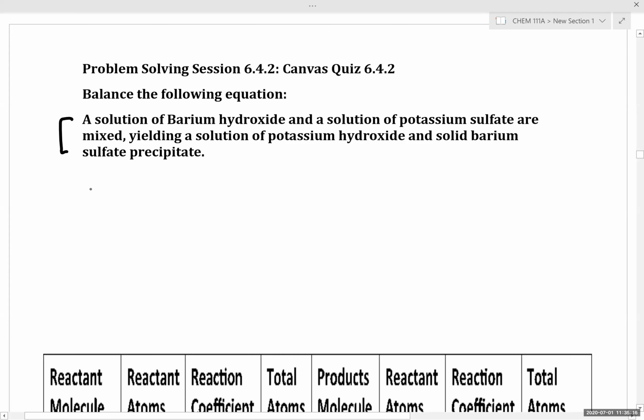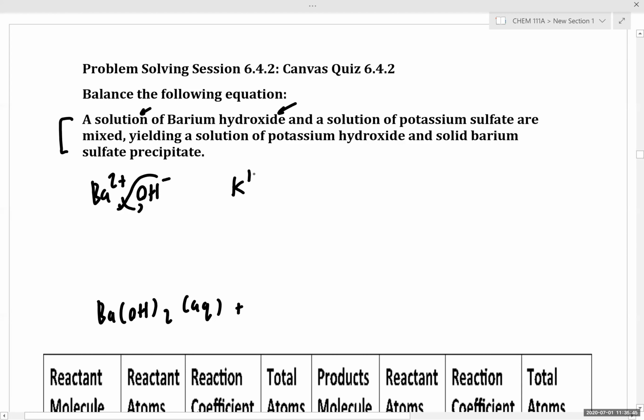So barium hydroxide, barium adopts a 2+ charge. Hydroxide, would someone like to tell me what is the formula of hydroxide? What is hydroxide? OH negative. Yep, it's a polyatomic ion, OH minus. We cross our charges, and that in turn gives us barium hydroxide, Ba(OH)2. It's a solution, so it gets the aqueous symbol.